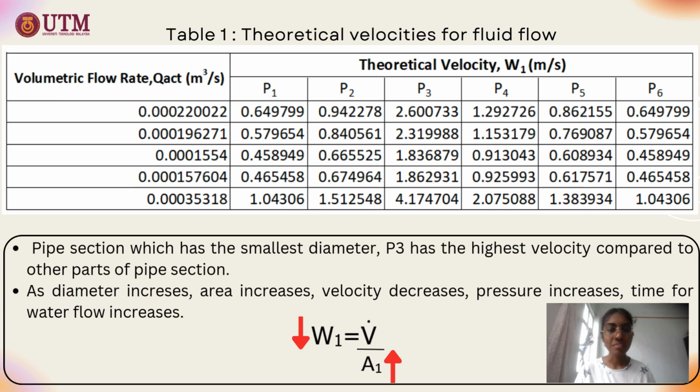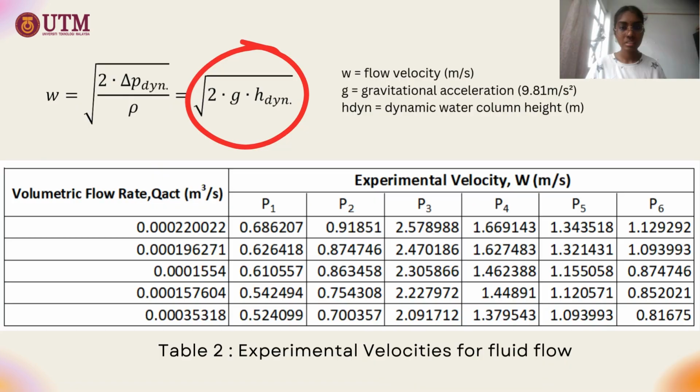Theoretical velocities for other pipe sections have been tabulated. As you can see, the smallest pipe diameter, P3, has the highest velocity. This is because as the area of the pipe section increases, velocity decreases, pressure increases, and the time for water flow increases.